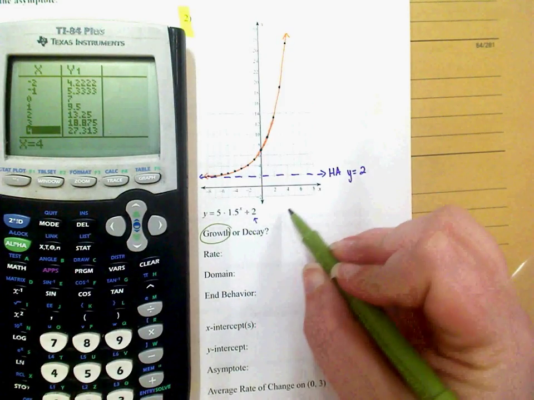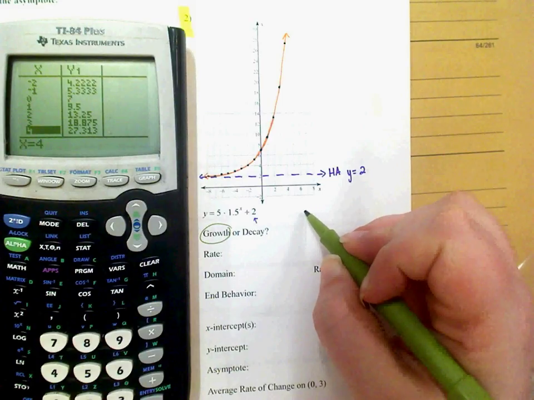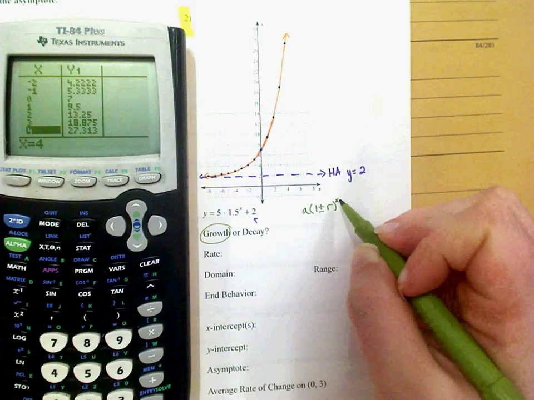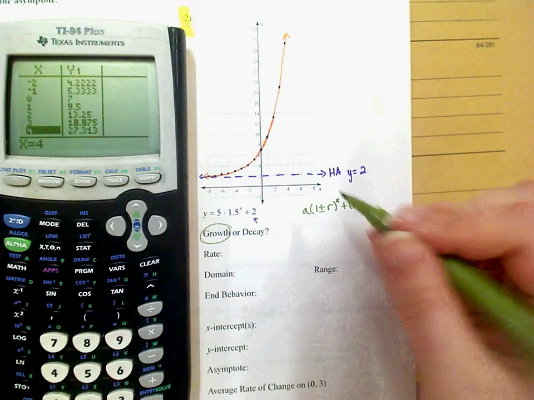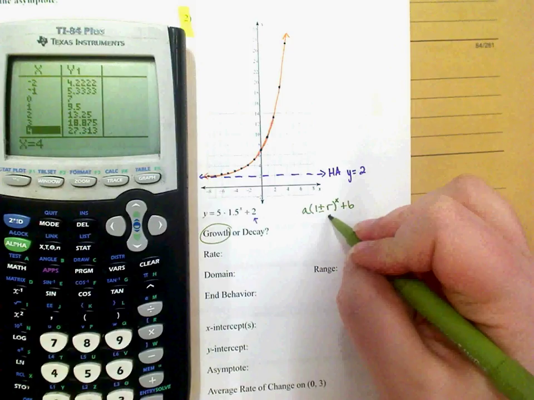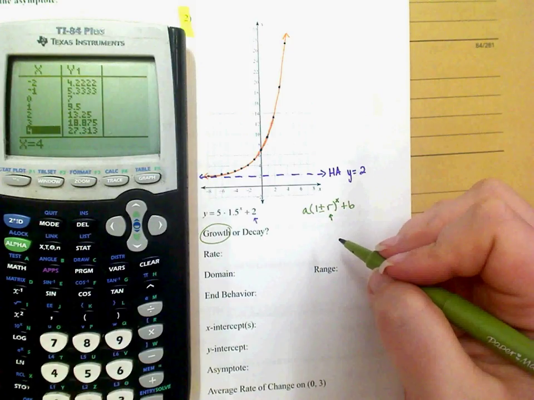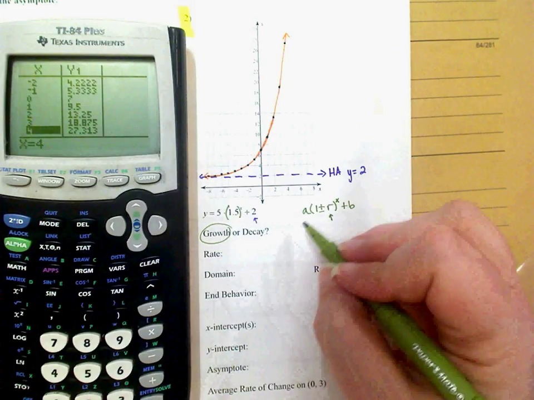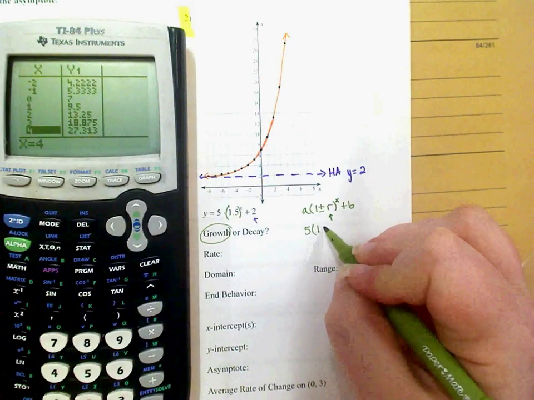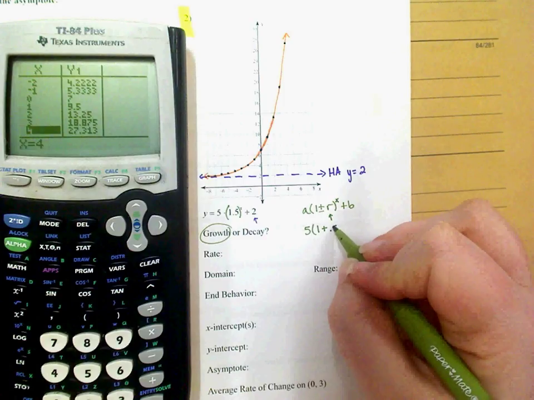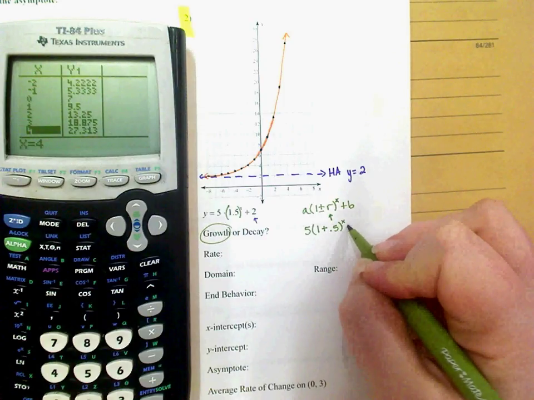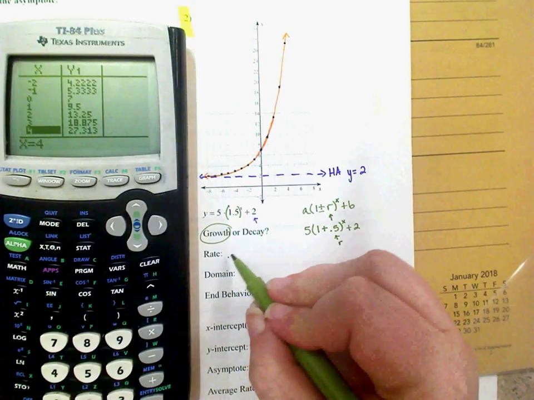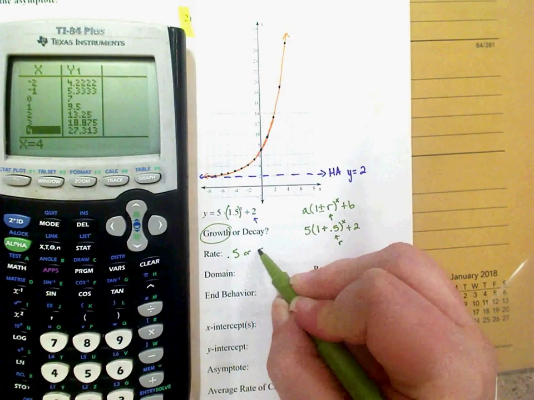And I can also tell that right here. So remember in your exponential functions, you've got a times 1 plus or minus r to the x plus b, if you have a vertical shift. r is how far away the base is from 1. And so this right here is 1.5, which means it's 5 times 1 plus, which means growth, 0.5 to the x plus 2. So this is my r. So my growth rate is 0.5 or 50%.